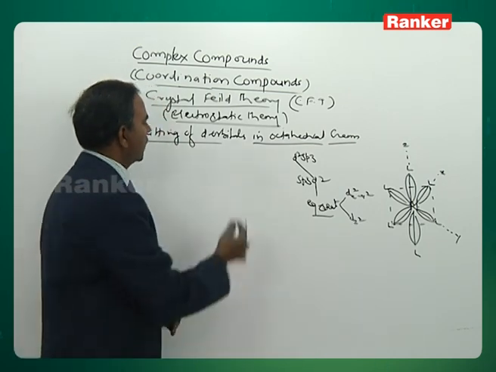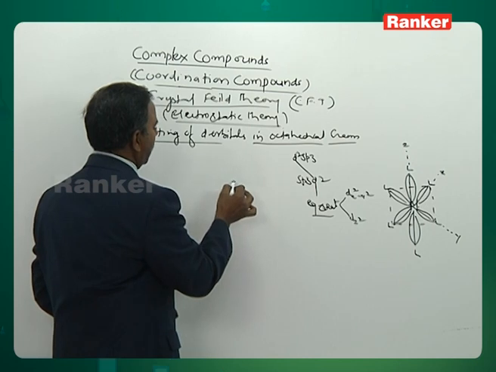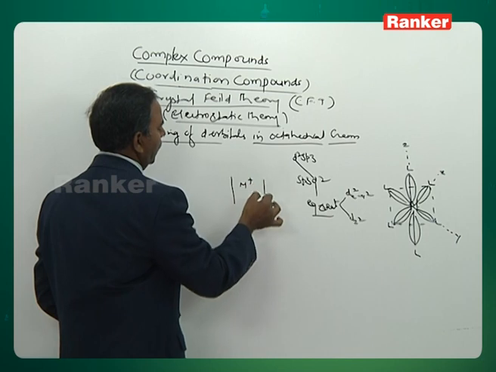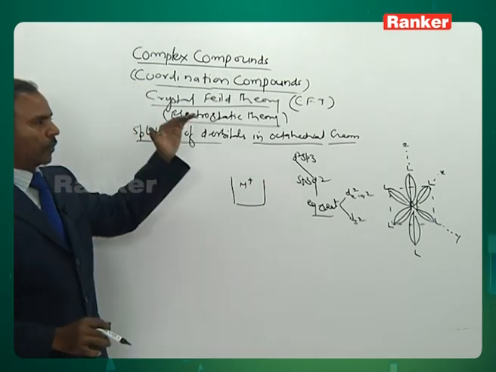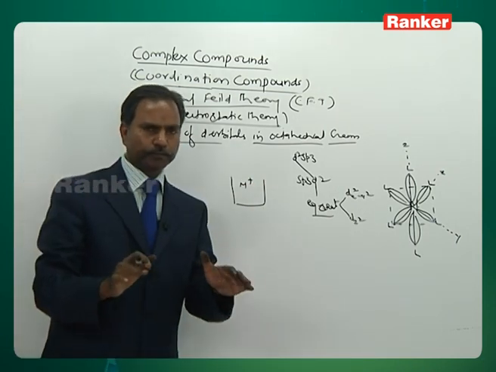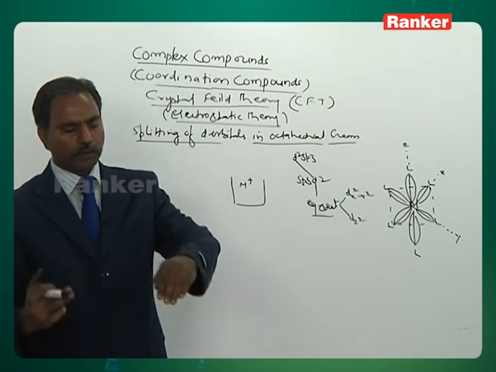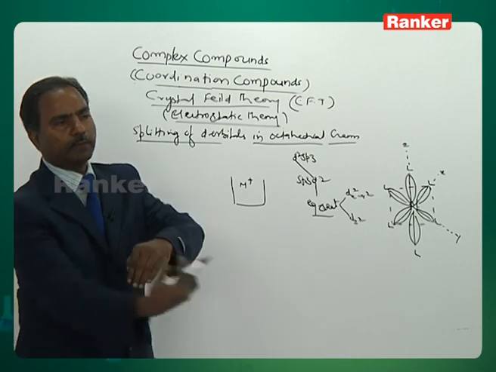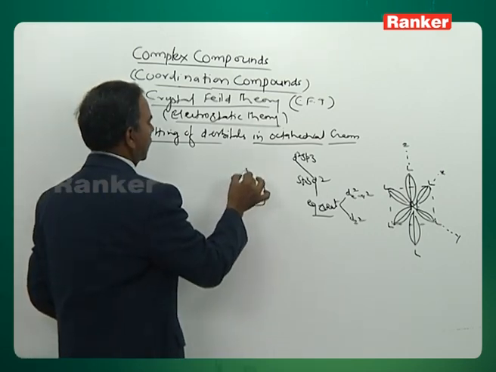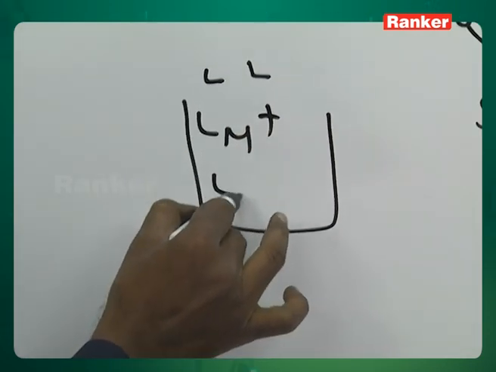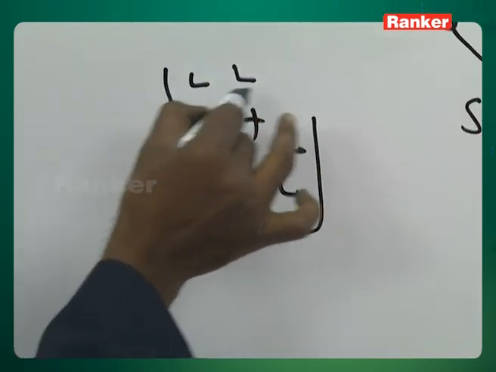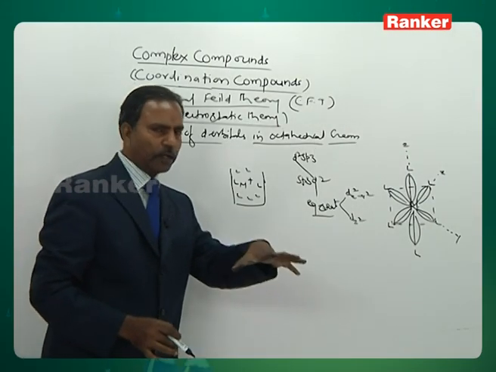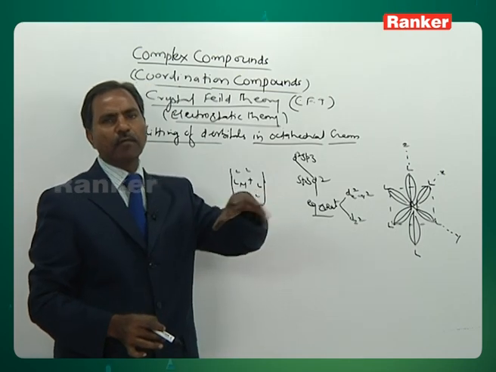Next, consider a metal ion that you are putting into ligand solution. In the first step, when a metal ion is put into ligand solution, the metal ion is approached by all the ligands in a spherically symmetric geometry. All the ligands are approaching this metal ion in a spherically symmetric geometry. By this, you can understand that all the 5 d orbitals experience the same repulsion.